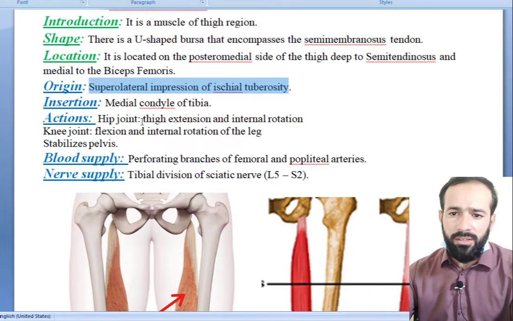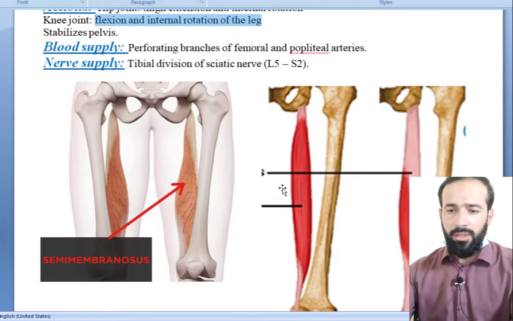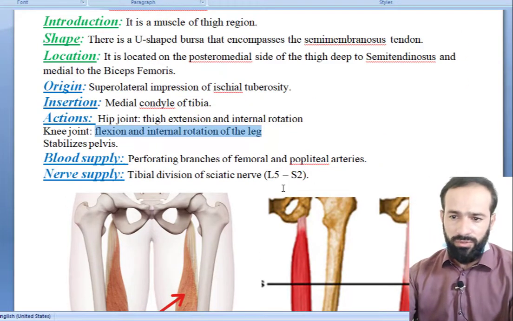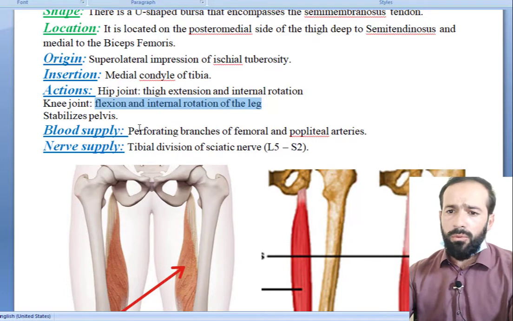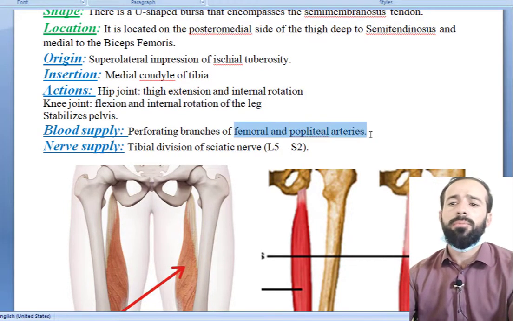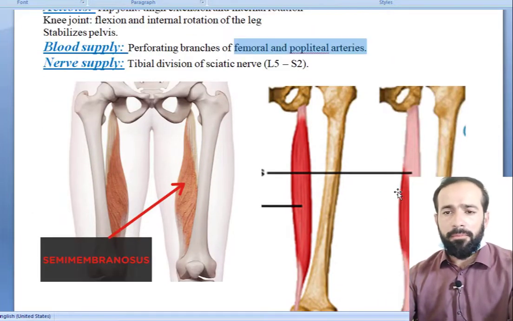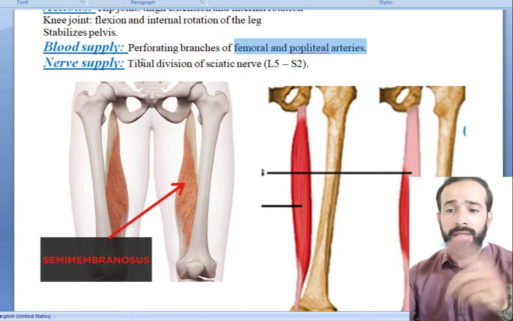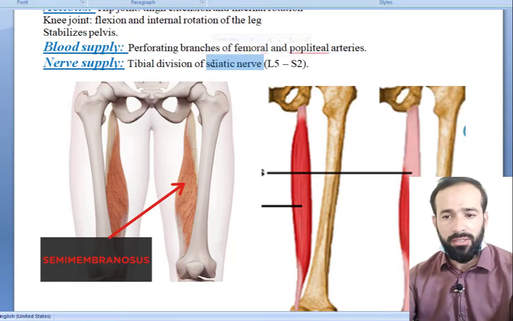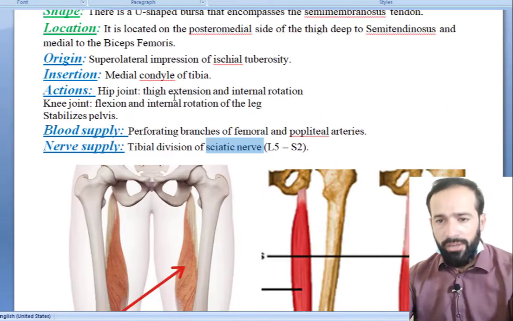What are its actions? At the hip joint, it causes thigh extension and internal rotation, and at the knee joint, it causes flexion and internal rotation of the leg. What is its blood supply? It gets its blood supply from perforating branches of the femoral artery and popliteal artery, and it is innervated by the tibial division of the sciatic nerve. Again, sciatic nerve, the tibial division. Right friends? So this was about semimembranosus muscle.